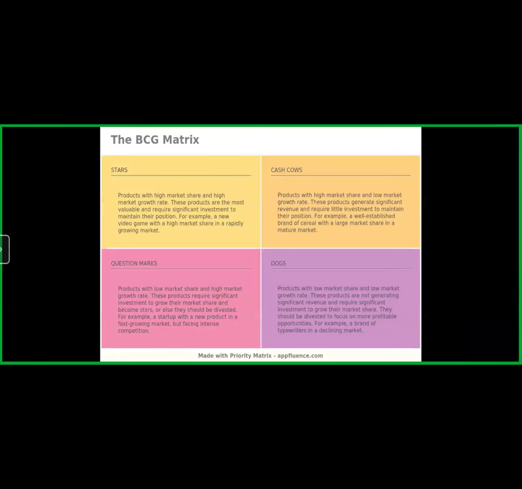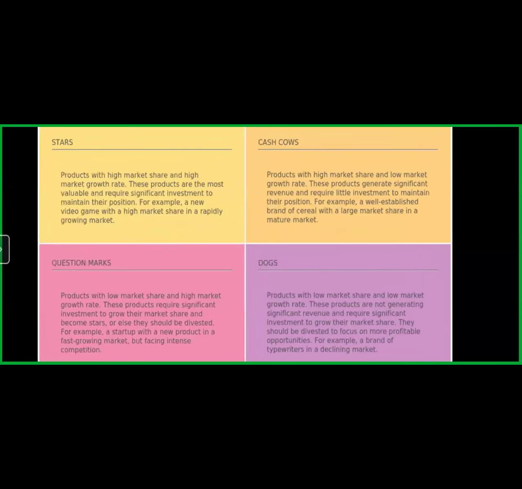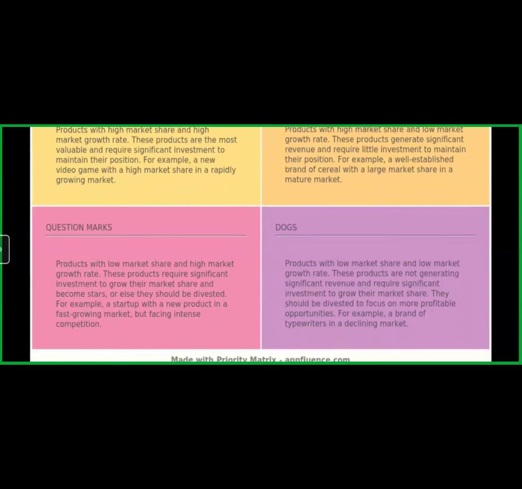Now, the fourth and final square talks about dog. Now, which are the products to be mentioned in dog? Products with low market share and low market growth rate. These products are not generating significant revenue and require significant investment to grow their market share. They should be divested to focus on more profitable business opportunities. For example, a brand of typewriters in a declining market.